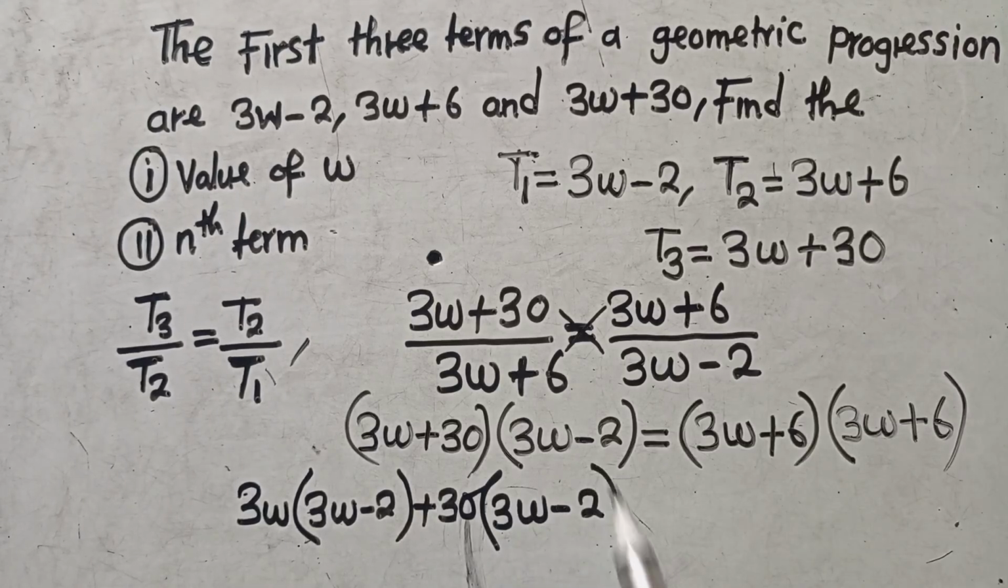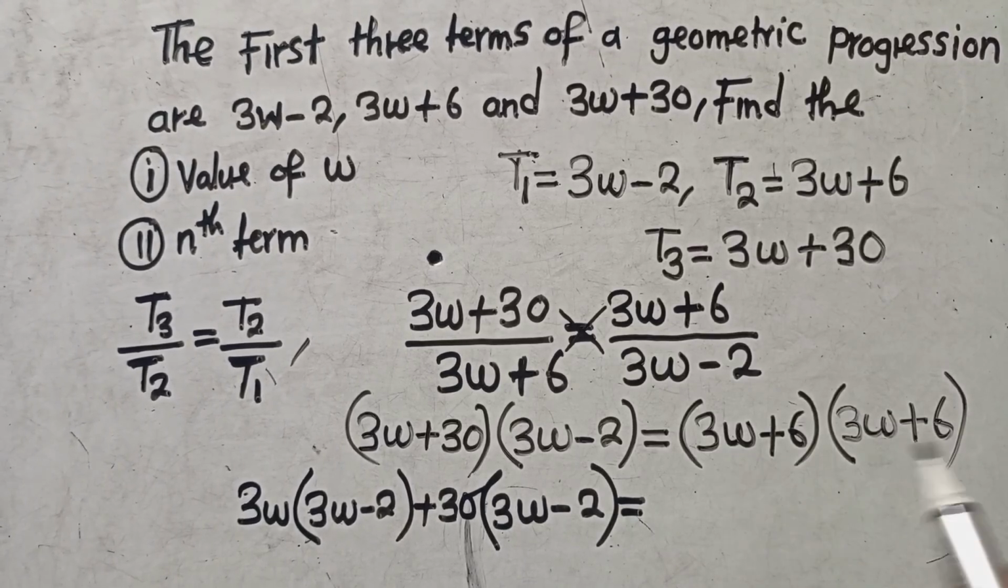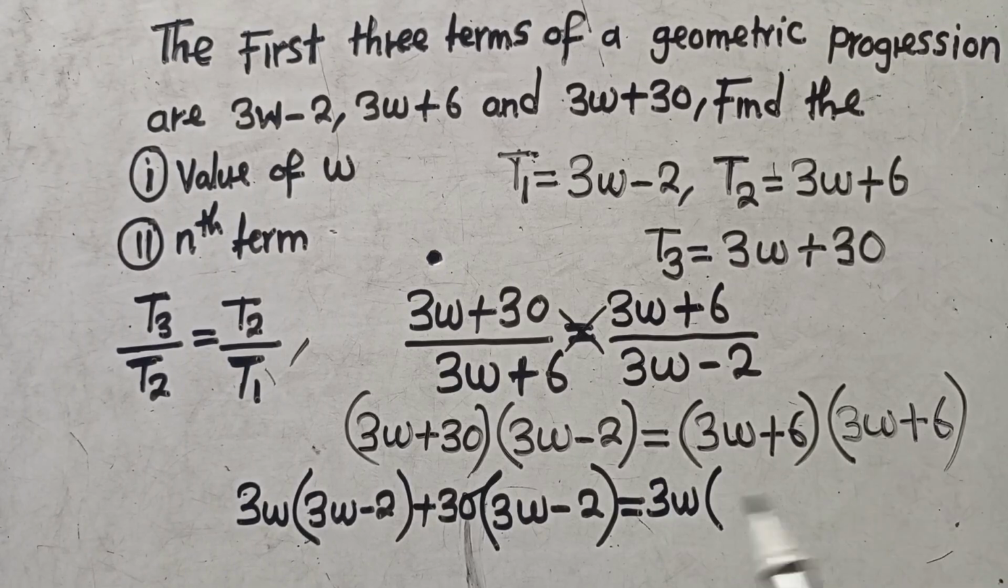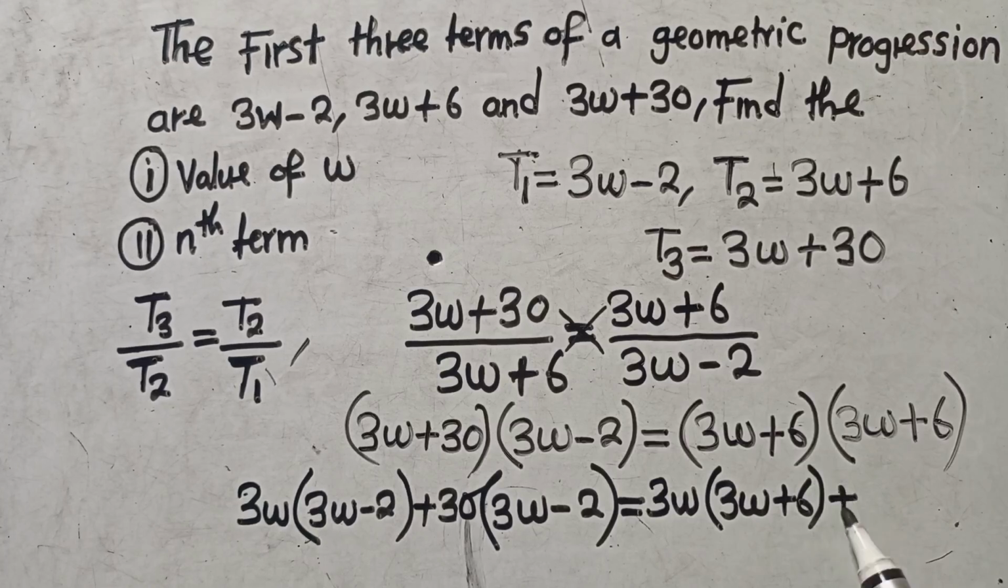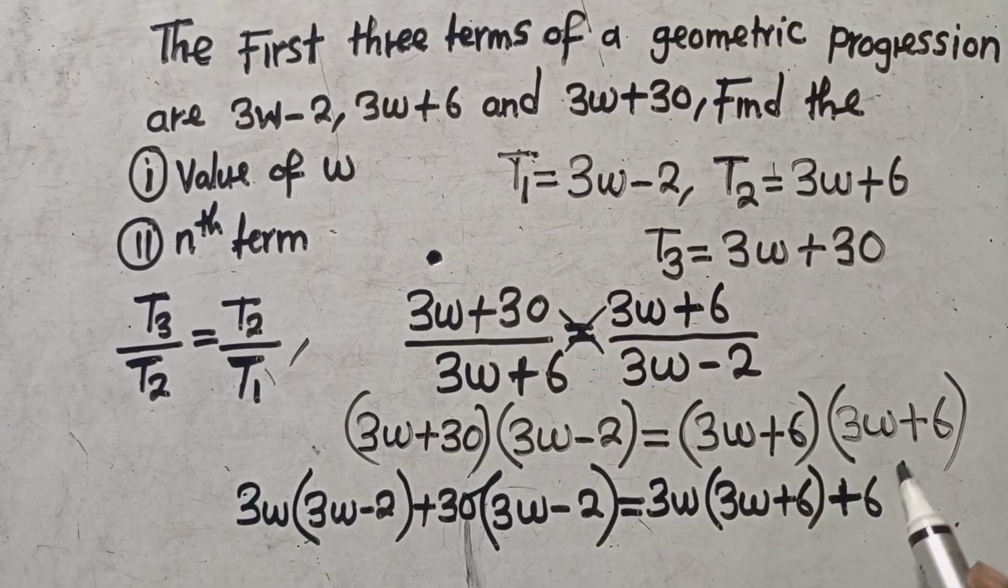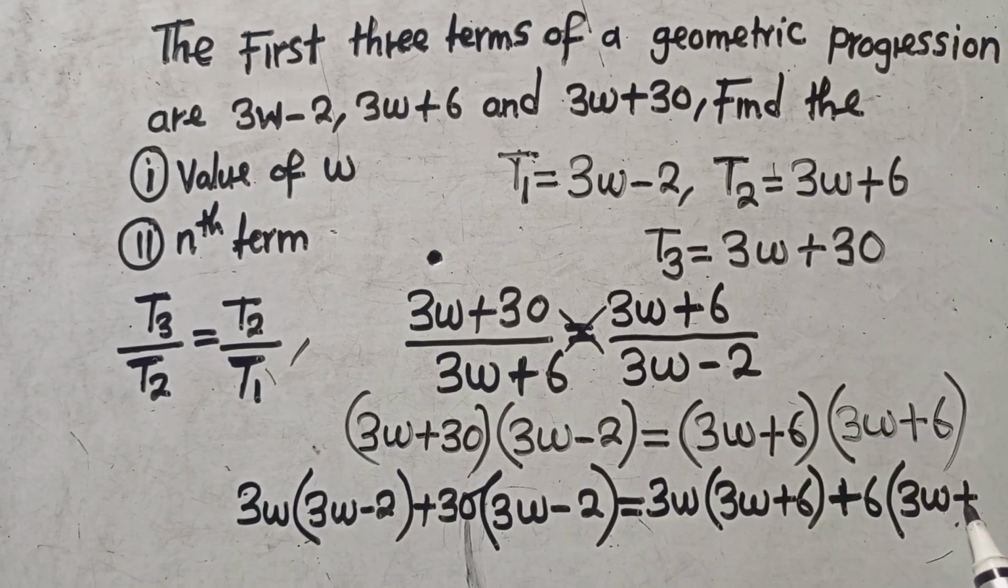3w minus 2, which is equal to, what are we going to do? I get this 3w, multiply it with everything there. The first one, so this is 3w. I multiply it with everything there, 3w plus 6. I say plus, if it was minus, I would have said minus. So there is plus 6. Multiply it with everything in this same bracket. 3w plus 6, I cross. This is what I'm doing. I now expand. So how then do we expand? 3w plus 3w, 3 times 3, 3w times 3w.